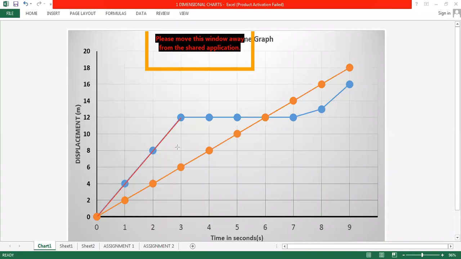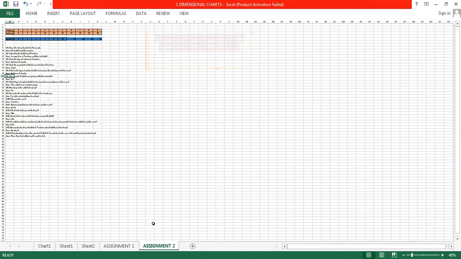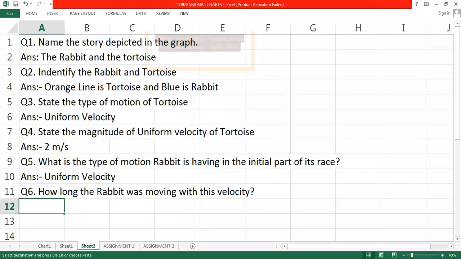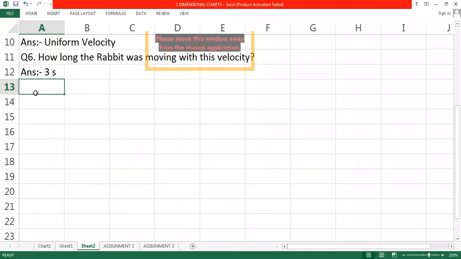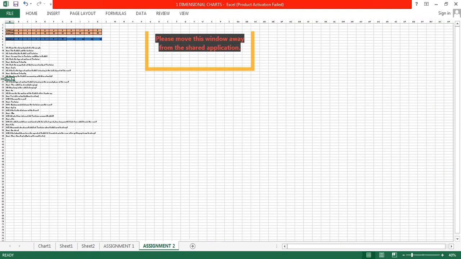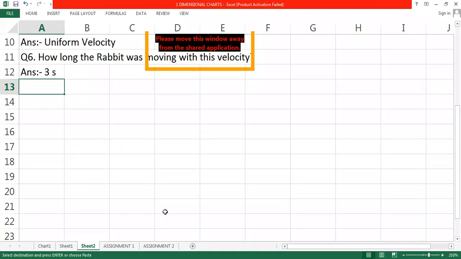Okay. And how long is he moving? So look at the time axis. He is moving for 3 seconds. Okay, so write down the answer. How long is he moving with that velocity? He is moving with that velocity for 3 seconds. Okay, please read the graph carefully. I want all of you to read the graph carefully, because there are some more challenging questions coming for you.